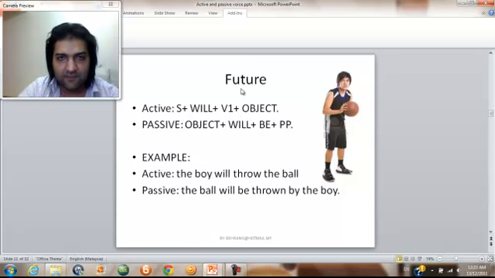Future passive. The active structure in the future goes subject plus will plus the base form of the verb, shown as V1, plus object, and in passive we have object plus will plus be plus PP. While in the active part we go, the boy will throw the ball, and in the passive sentence we have the ball will be thrown by the boy.